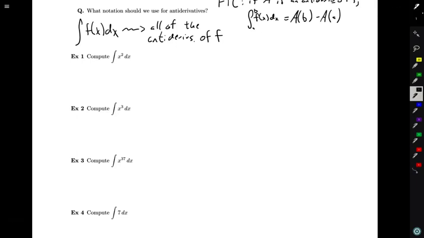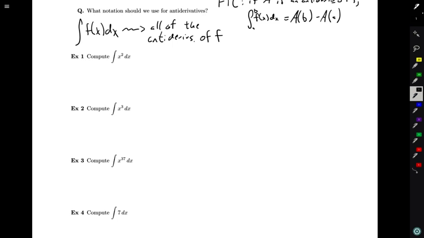Let's now take a look at some of our friendliest functions to take the antiderivative of, just like they were the friendliest functions to take the derivative of. And we're going to look at some power functions here, where we have x to some power. So for example 1, we're asked to compute the integral of x squared dx.